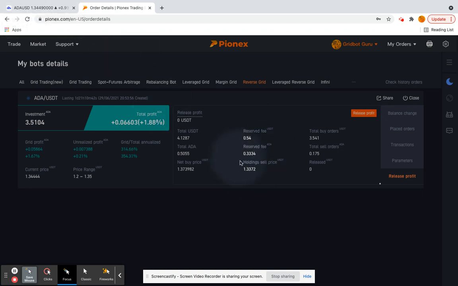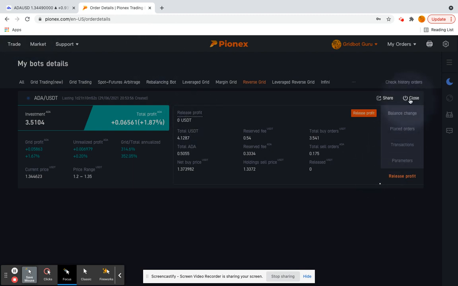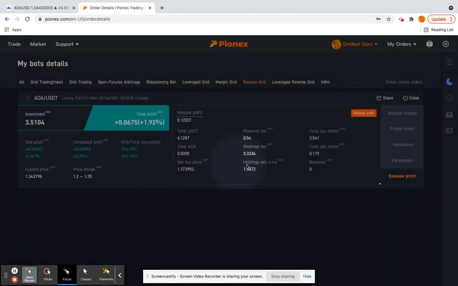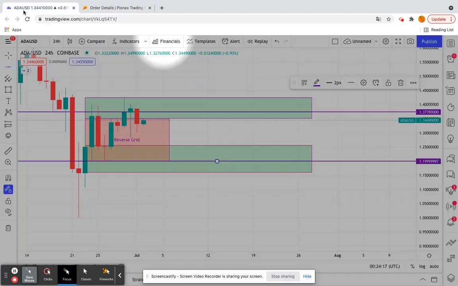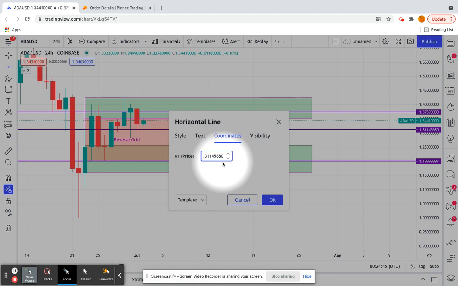What I'm going to do is make a little line right here. 1.33, I'll do 1.34. So I'm going to come over here. We're going to pretend like I just stopped the bot. Because if I stop the bot and I close, it says, are you sure you want to stop the ADA and let us buy back ADA with USDT? If you press please buy, it's going to buy back at that current or the holdings price, I believe. And that's what your average price will be. So I'm going to say 1.34.